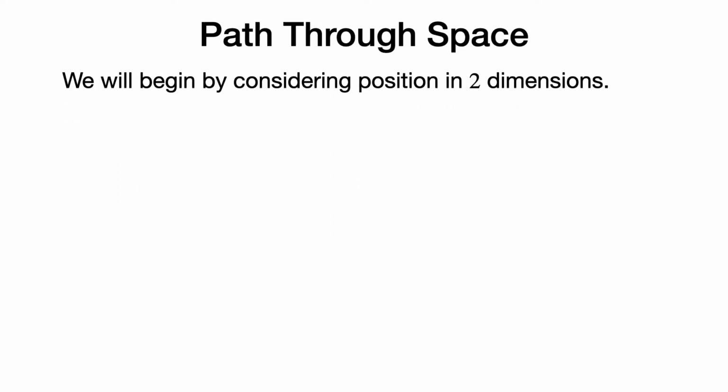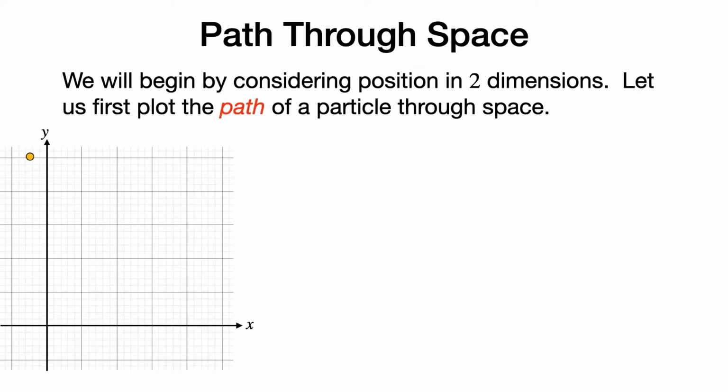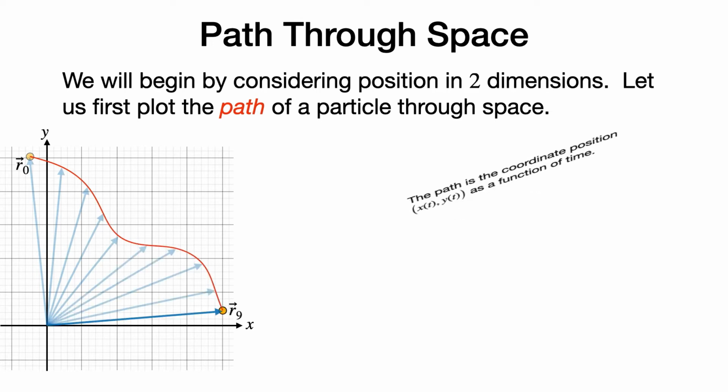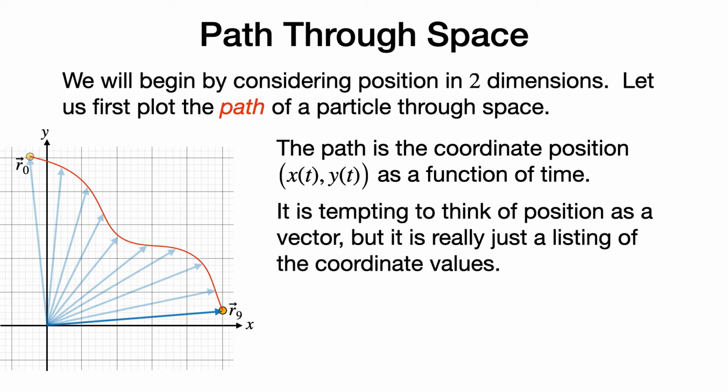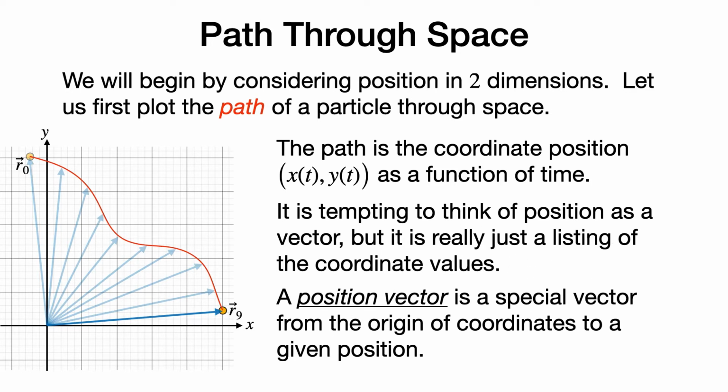We will begin by considering motion in two dimensions. Let us first plot the path of a particle through space. The path is the coordinate position x of t, y of t as a function of time. It is tempting to think of position as a vector, but it is really just a listing of coordinate values. The position vector is a special vector from the origin of coordinates to a given position.